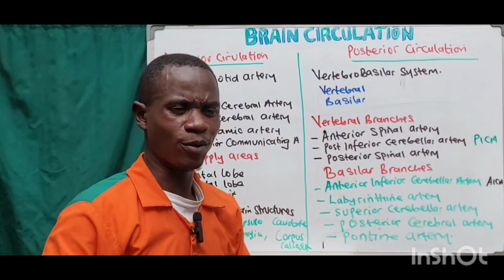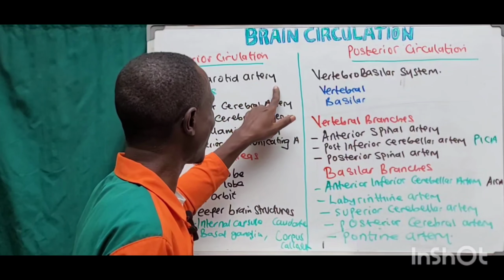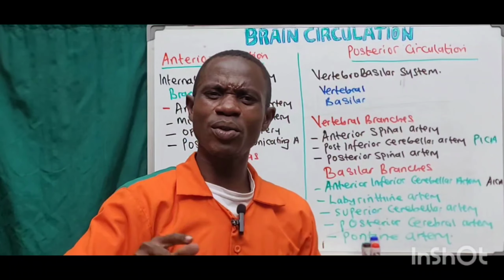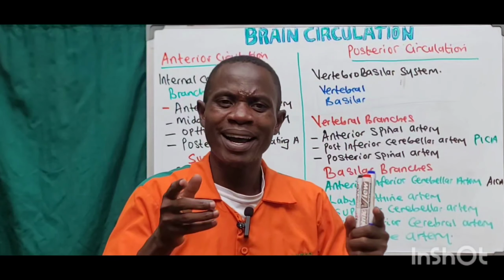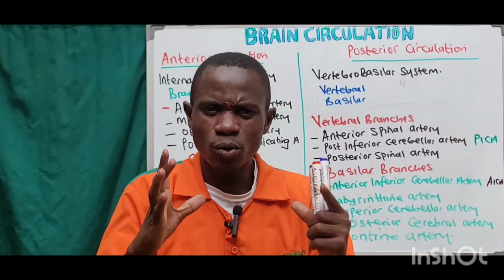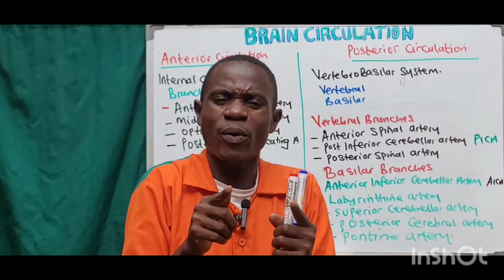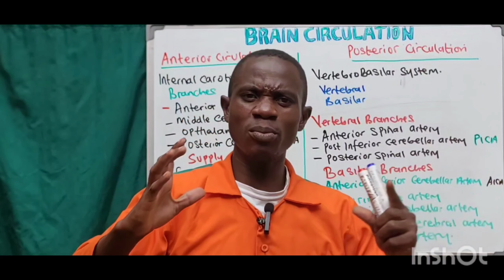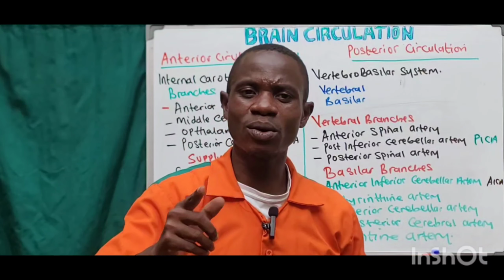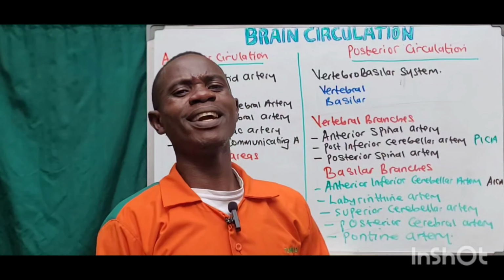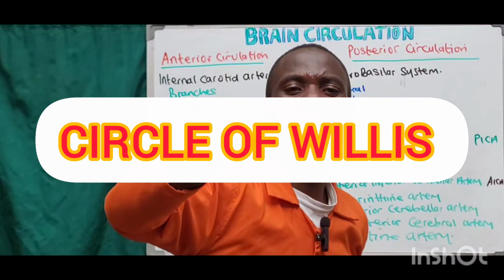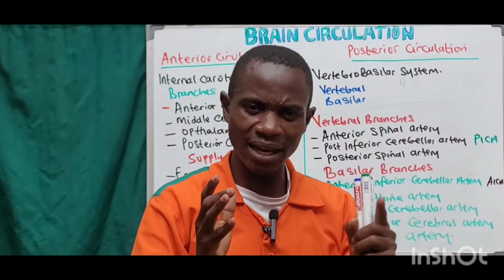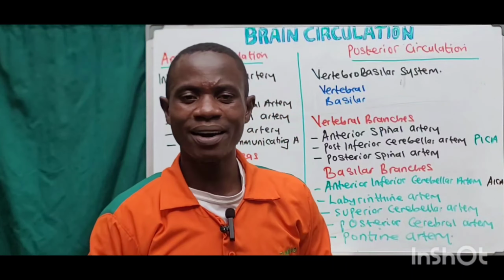So now what is very beautiful is that the internal carotid artery and the vertebrobasilar system are at the base of the brain around the optic chiasm and the pituitary stalk. They are interconnected to make a ring-like structure arrangement. That ring-like structure, resulting from the interconnection between the internal carotid artery and the vertebrobasilar system, is what we call the circle of Willis. Okay, it is such a beautiful thing. We shall take a little time to understand the circle of Willis.